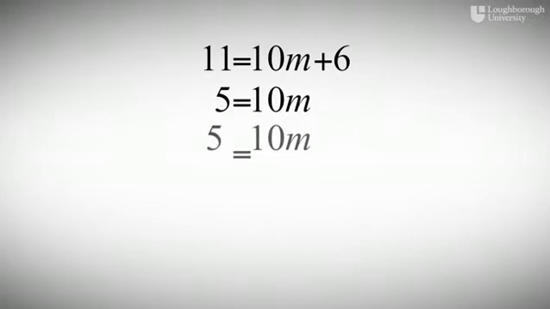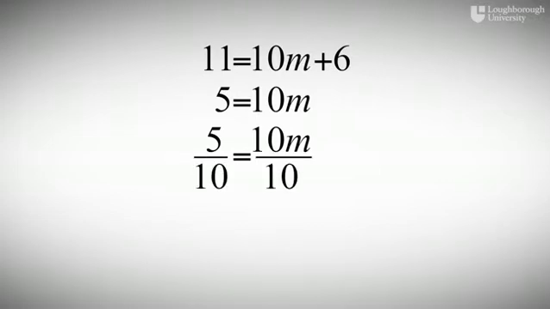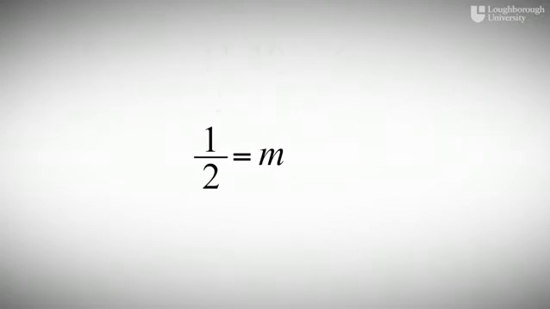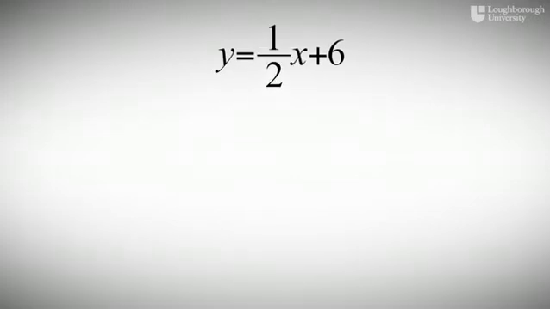Then, dividing both sides by 10, we obtain 5 over 10 equals 10m over 10. And simplifying, 5 over 10 equals m. And hence m is 5/10, or simply a half, or 0.5. We conclude that the equation of the line is y equals a half x plus 6. It would also be correct to write this as y equals 0.5x plus 6.